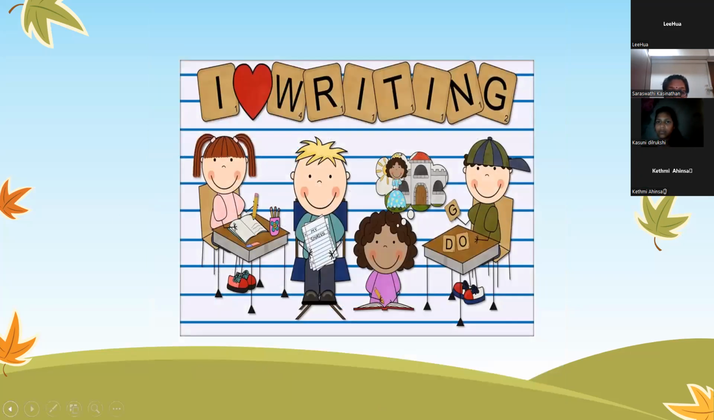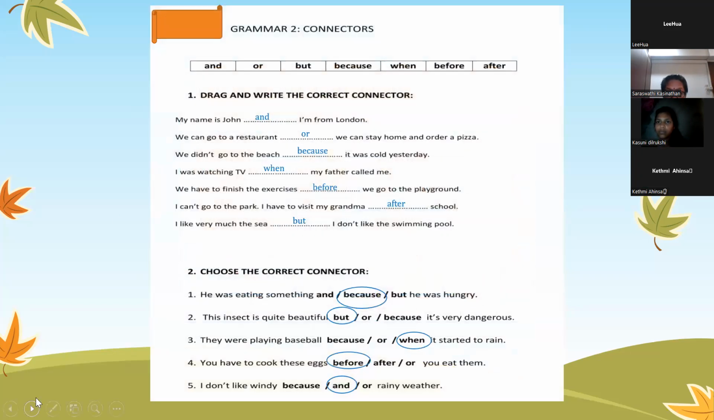So that concludes our connectors. Basically, because, but, and, or, before, after. These are very common ones, so that's why we practice them. Very good, children. You have done pretty well.